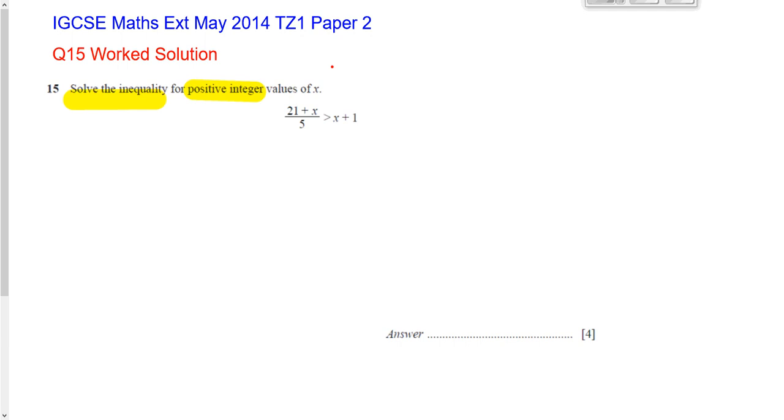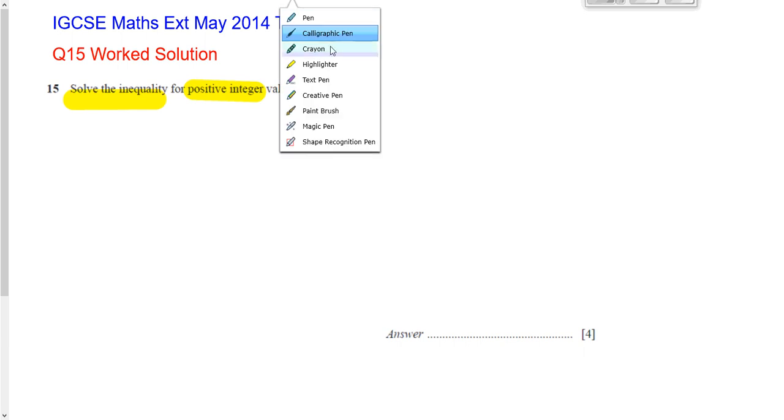Welcome to another requested work solution where we're going to be looking at question 15 from the May 2014 Time Zone 1 Paper 2. Okay, all right, and we're dealing with an inequality.